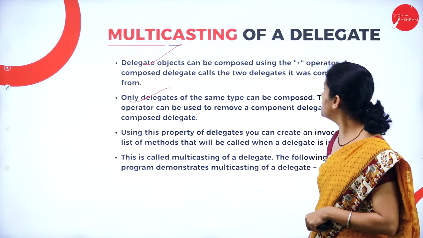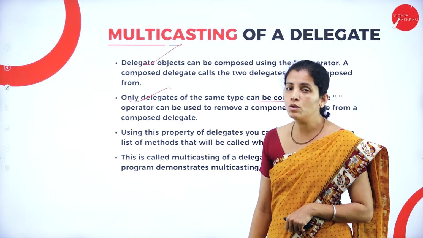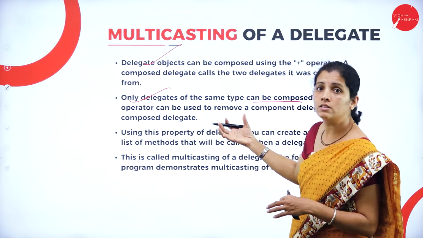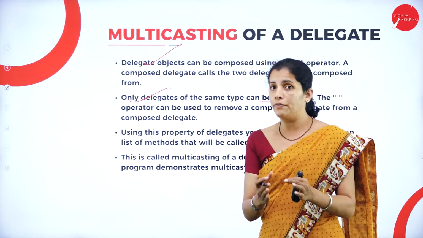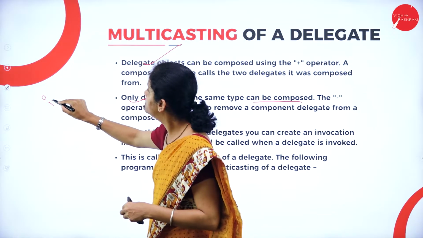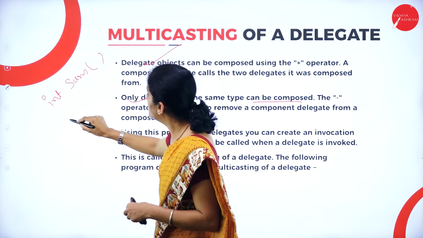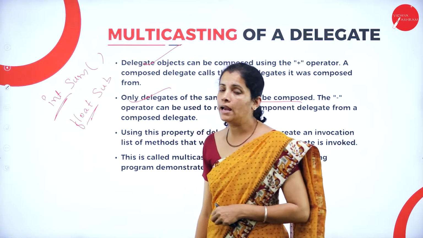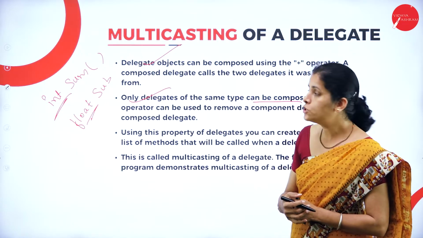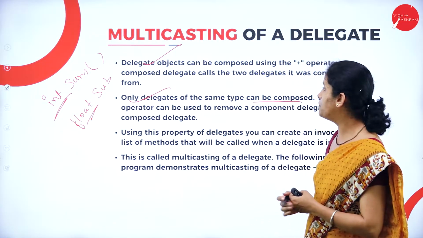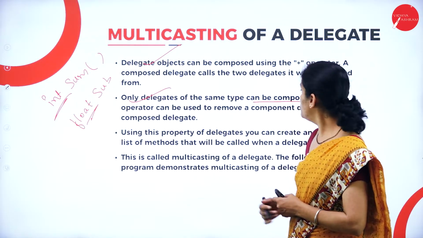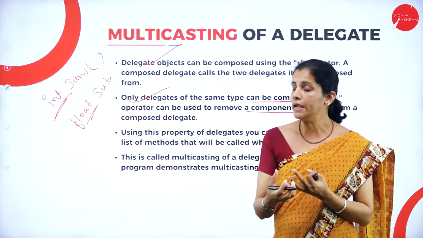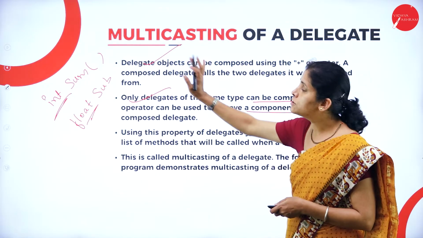Only delegates of the same type can be composed. Suppose I want to create multicasting, then methods of the same type can be combined. That means if I have int sum and here I have float subtract, see here the type of the data is different and I'm not able to club these two methods together. So only delegates of the same type can be composed, and the minus symbol is used to remove component delegates. That means if I want to remove methods from the delegate, then I'm going to use the minus operator. So this is all about multicasting.